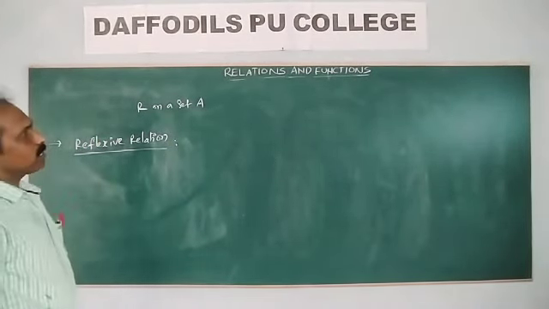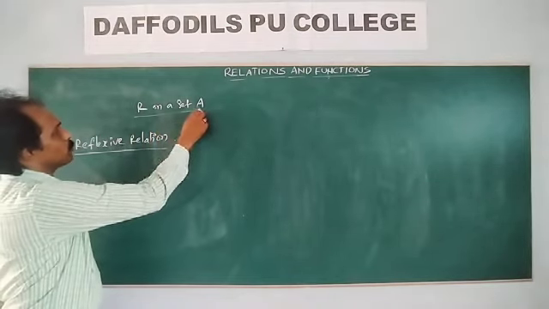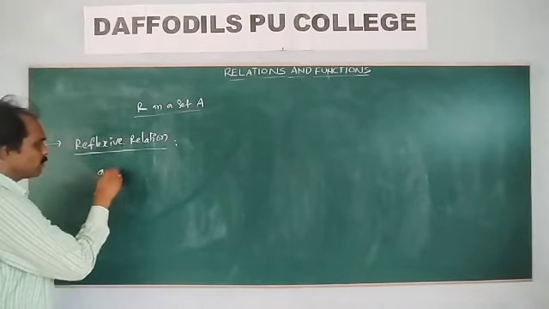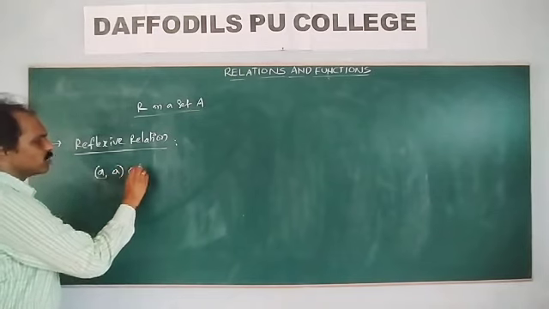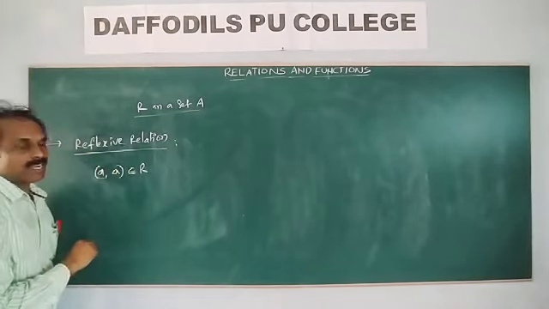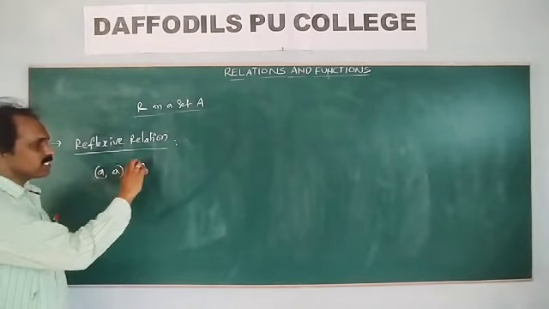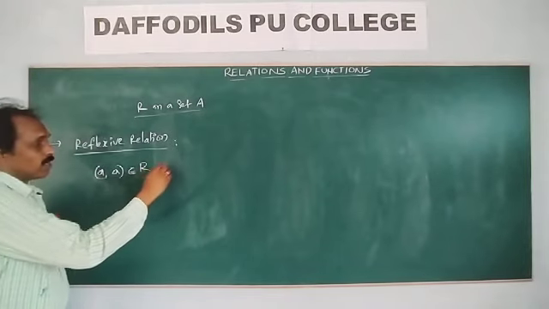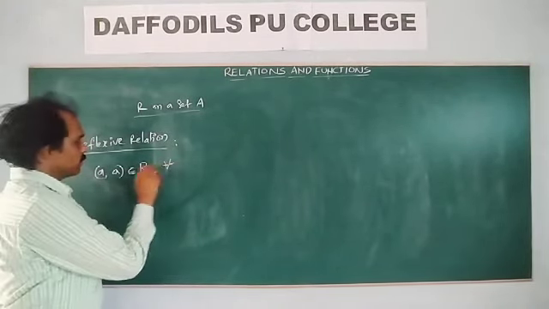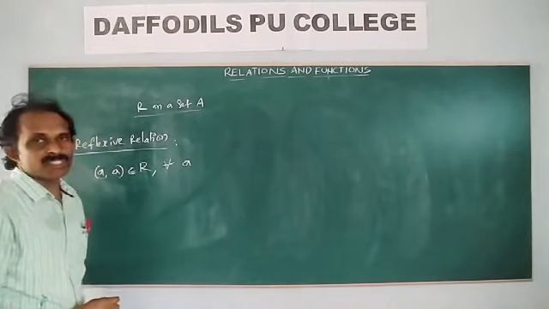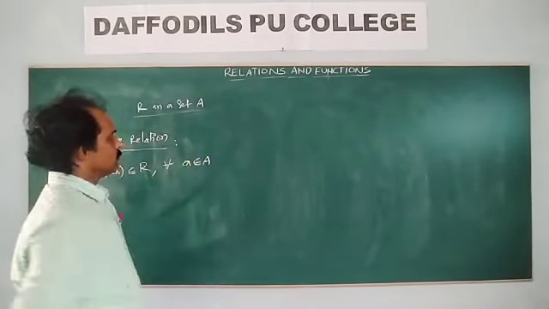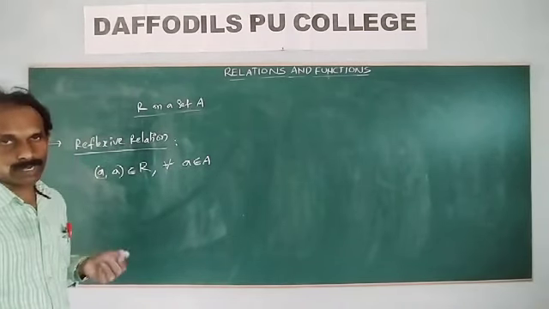Reflexive relation R on set A. The relation R is said to be a reflexive relation if (a, a) belongs to R. This is an ordered pair, and R means relation, not real numbers, for all a where a is considered from set A. Then the relation is called a reflexive relation.